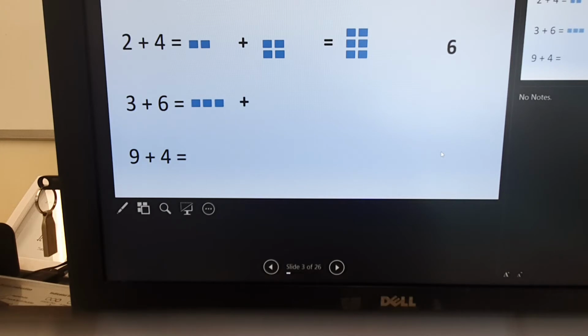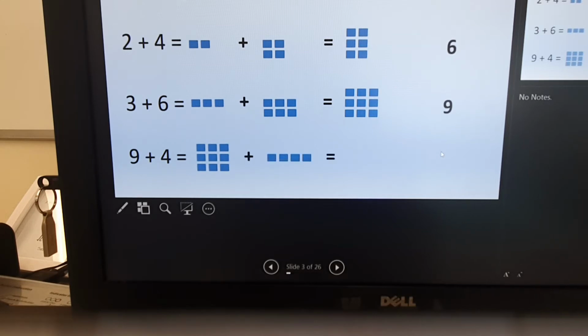So here is what you should have done. 3 add 6 equals 9. And 9 add 4 equals 13. And we can also show that by using tens and ones. So once we've got up to 10 single ones, we can swap that out for one of our 10 sticks.